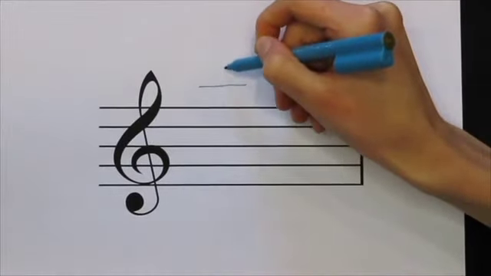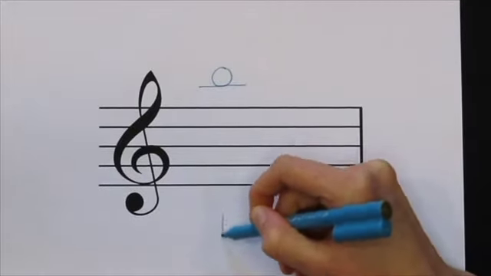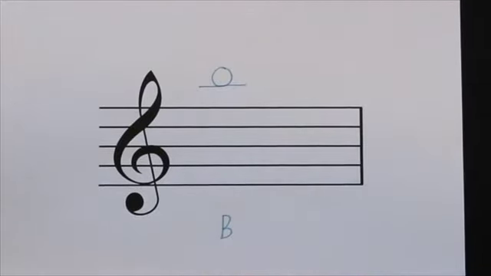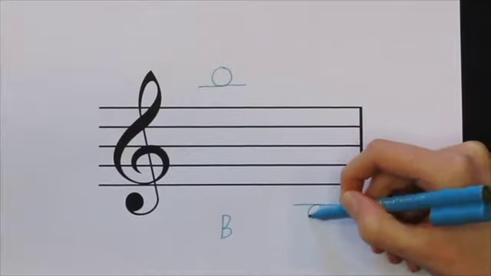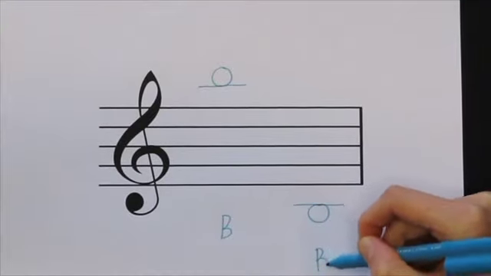Now, let's test your ledger line technique. First, let's write a B above the stave on treble clef. Like so. Now, let's try to write a B below the stave on the treble clef. Like so. Good job.